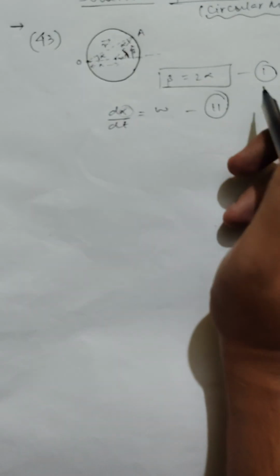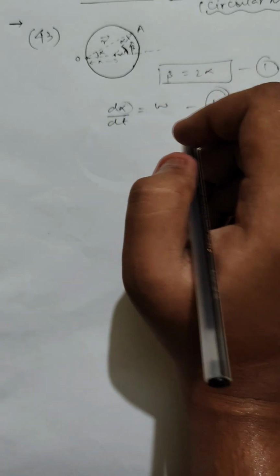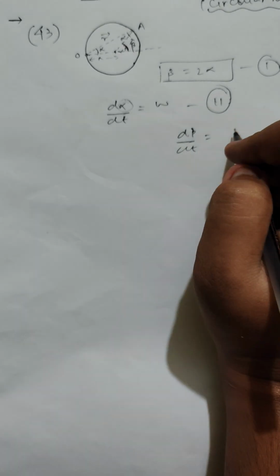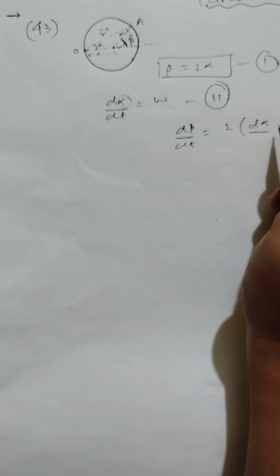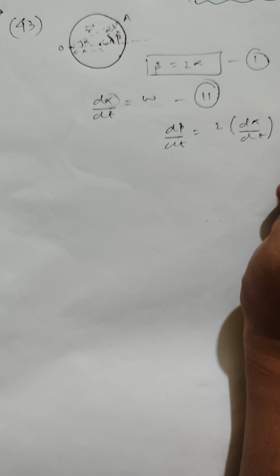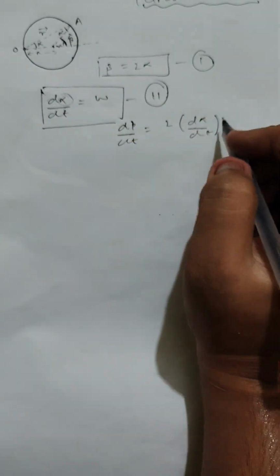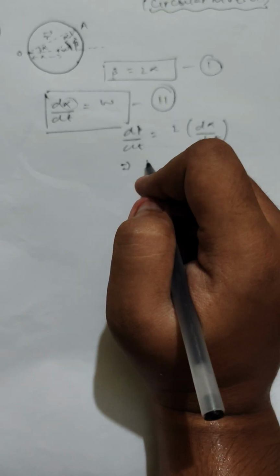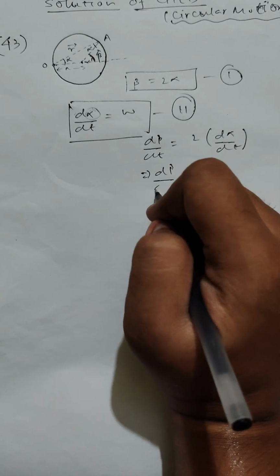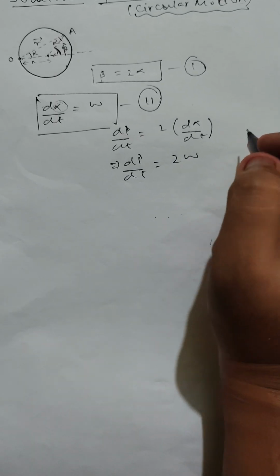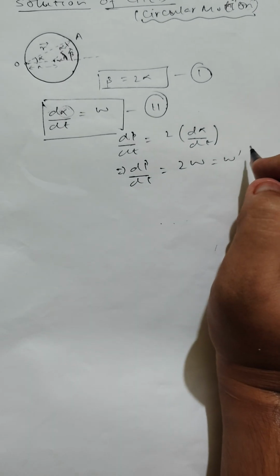Let's differentiate the first equation with respect to t. So we get d beta by dt equals 2 into d alpha by dt. And d alpha by dt is nothing other than omega. So d beta by dt is 2 omega. Let's say it's equal to omega dash.